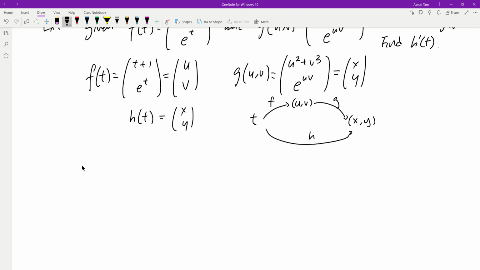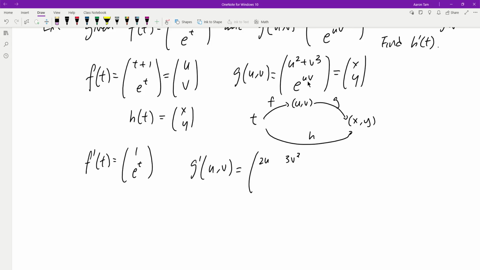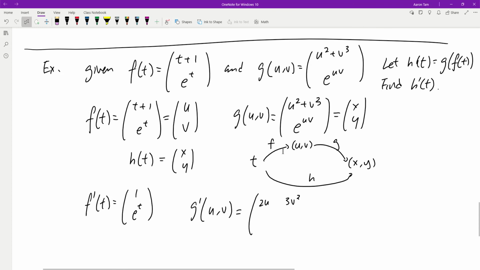So I'm going to start with f prime of t first, which is easy. That's 1 e to the t. G prime of uv is actually equal to 2u, 3v squared, and then, you know what? Actually, I'm going to change this. I'm going to change the uv here to just vu just to make the problem simpler, because I don't have time to go through the whole thing. So I'm going to make this that. So that just becomes vu.